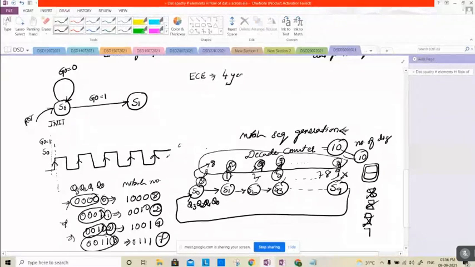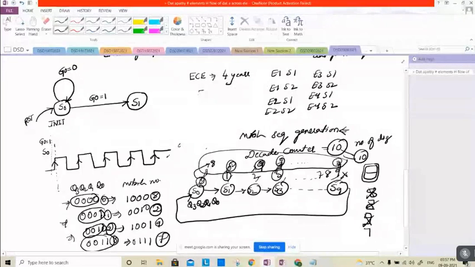Now 4 years: E1 sem 1, E1 sem 2, E2 sem 1, E2 sem 2, E3 sem 1, E3 sem 2, E4 sem 1, E4 sem 2. Why should we name it only this way? I can give naming in this way also, right? E1, E2, E3, E4, you can give it like this too. Or else I can give naming in this way also: E1 quarter 1, E1 quarter 2, E1 quarter 3, E1 quarter 4, E2 quarter 1, E2 quarter 2, E2 quarter 3, E2 quarter 4.